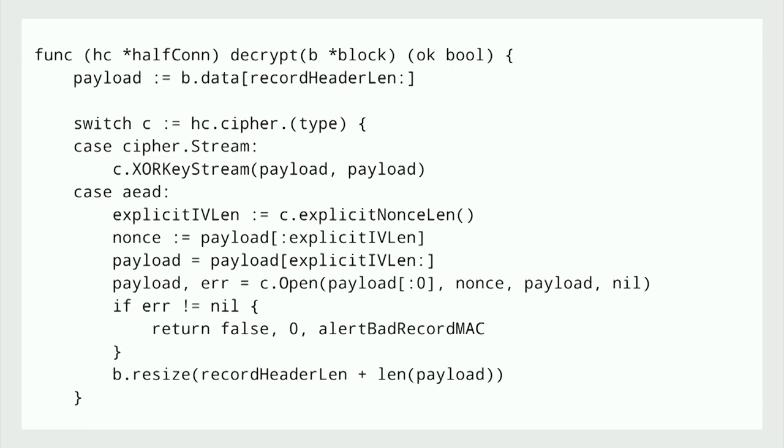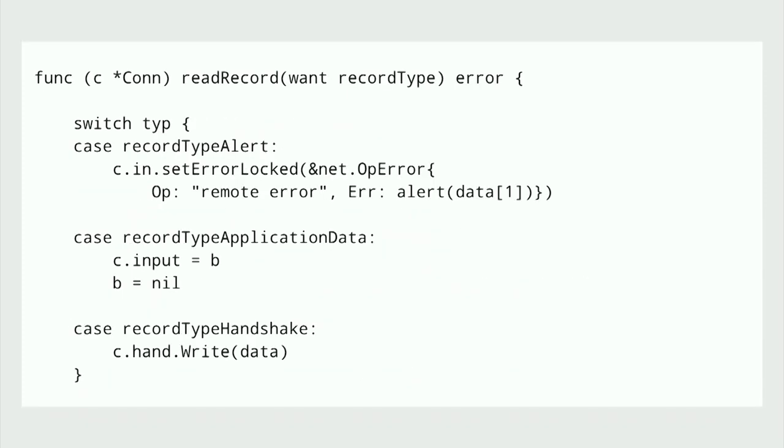So readRecord will go and decrypt the relevant piece of the record using whatever cipher was configured. Of course, this is Go, so there's a cipher interface, and based on what type it is, it's invoked based on whether it's AES-GCM or whichever it is that was set up. It saves this into a block structure that is essentially a fancy buffer and returns to readRecord.